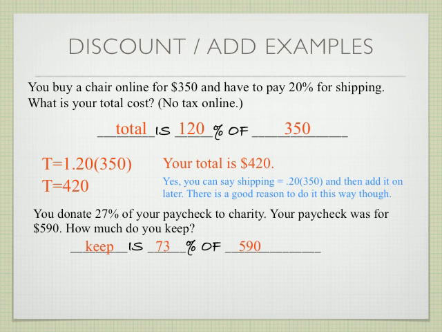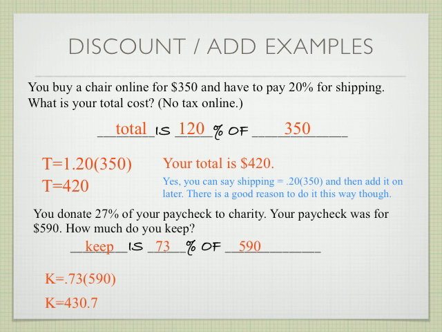I keep 73% of $590. Yes, you could absolutely find what you donate and subtract it. That will work. That's absolutely fine. I just want to show you a different way. So the keep percentage is 73% of $590. Keep equals 0.73 times $590.